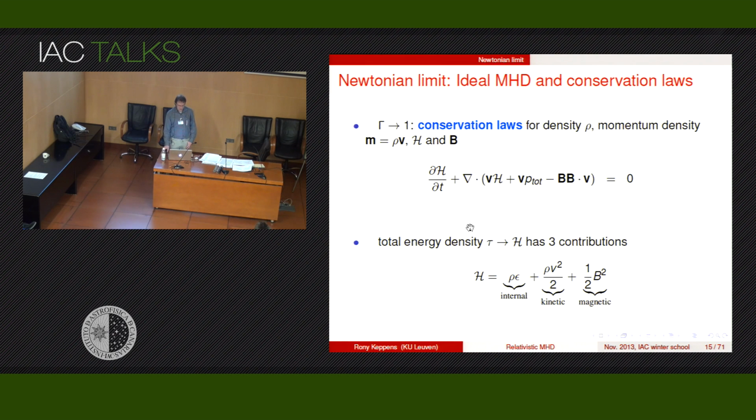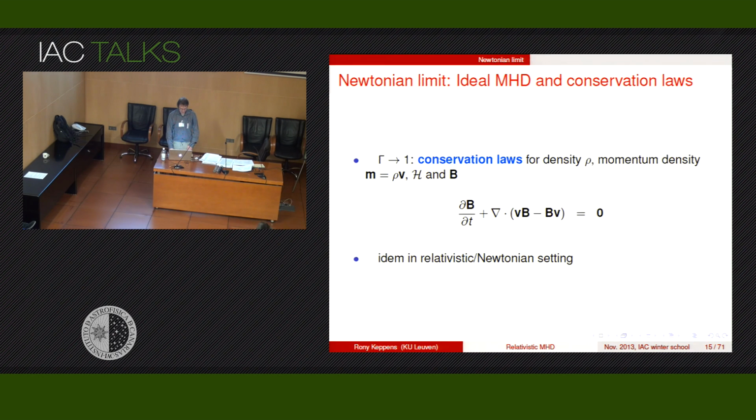Energy density, this tau quantity, goes to the familiar internal plus kinetic plus magnetic. This is what I was saying a while ago. And so in these chosen variables, the Newtonian limit is what you get when you set gamma to 1, which is basically what you expect. And there is nothing to be done here. This is the same equation that you had, the induction equation, in a form that I'm sure also has passed the review. This is the same.